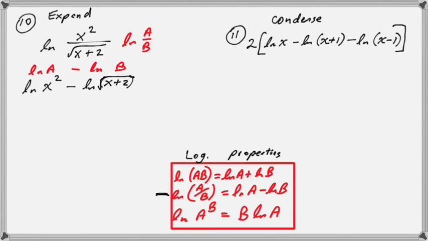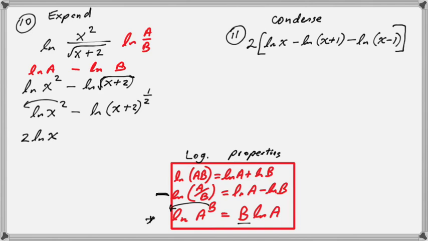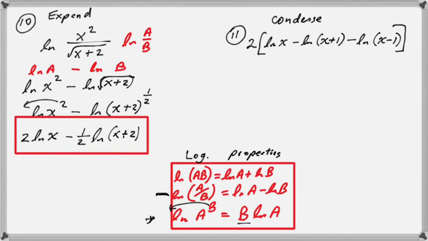Now, I'm going to rewrite the square root as a 1/2 power. The square root is a 1/2 power, a third root is a 1/3 power, fourth root is a 1/4 power. This last property allows me to pull the exponent out front. So I'm going to do that right now and do 2 natural log of x minus 1/2 natural log of x plus 2. And that is, I believe, the answer at this point. I don't think I can apply any more properties.